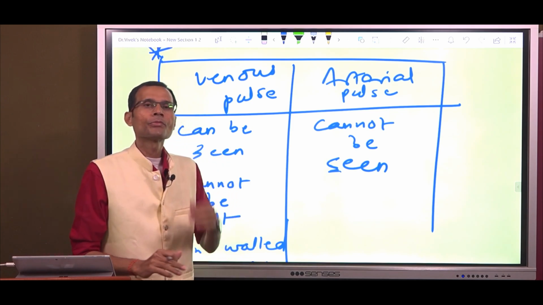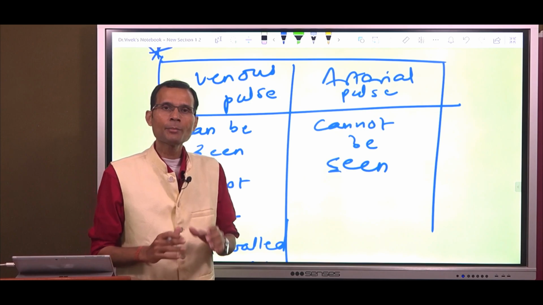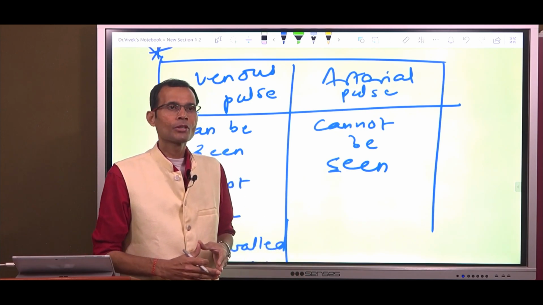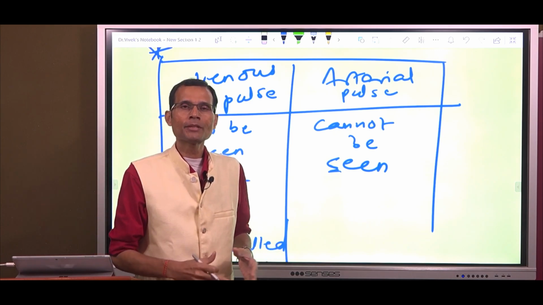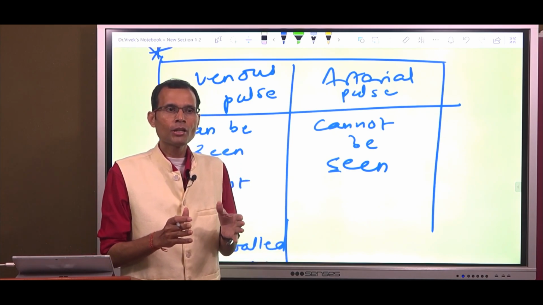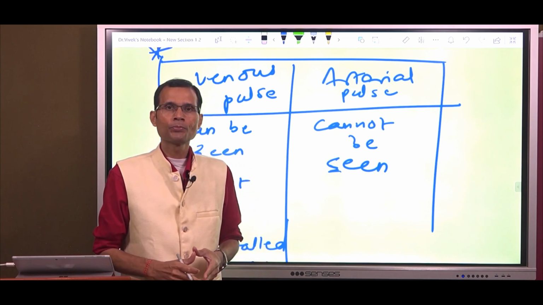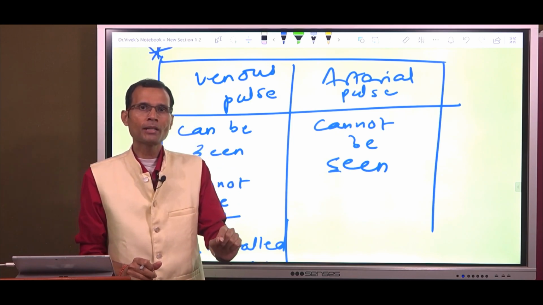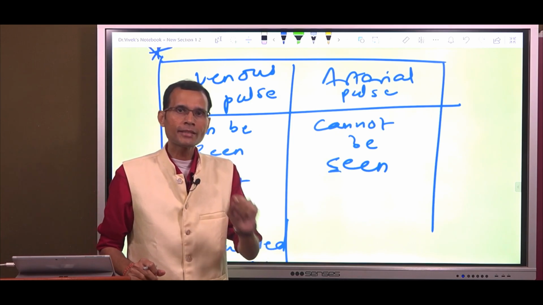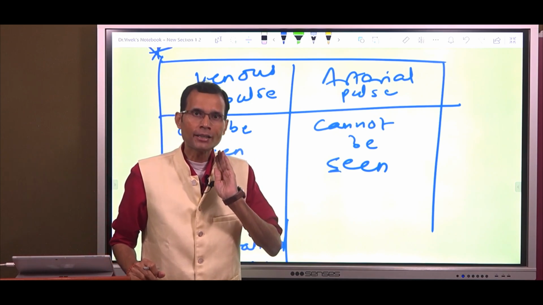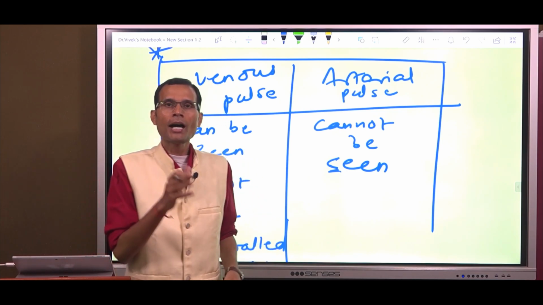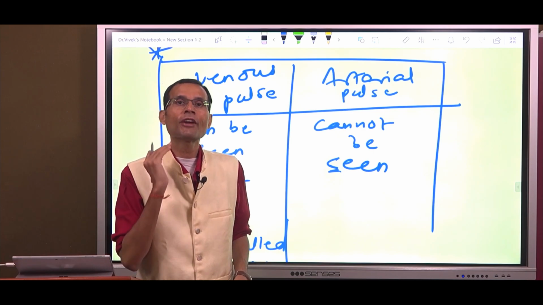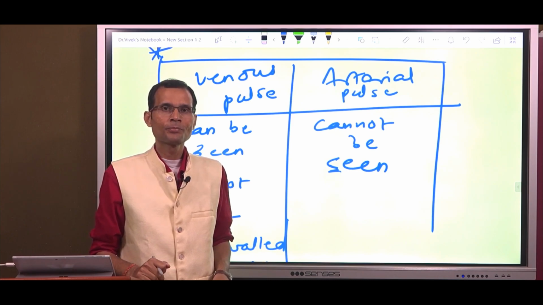For example, in the neck, there can be a venous pulse of the internal jugular vein, the jugular venous pulse, or it could be a carotid artery pulsation. How do you differentiate between the two? Here are some of the differentiating features. First, a venous pulse can be seen but cannot be felt by your palpating fingers. An arterial pulse cannot be seen but it can be felt by your palpating fingers.